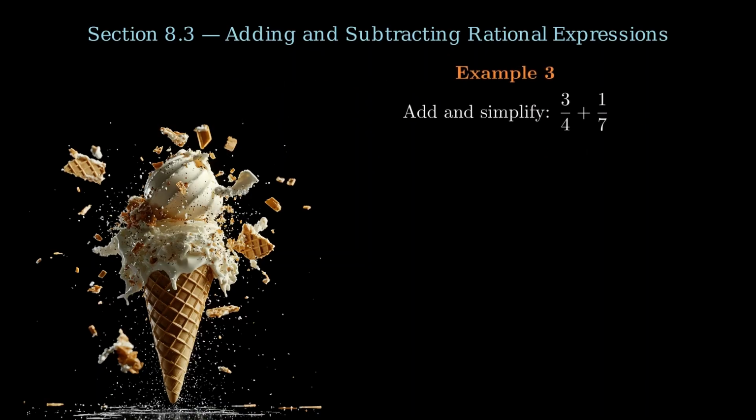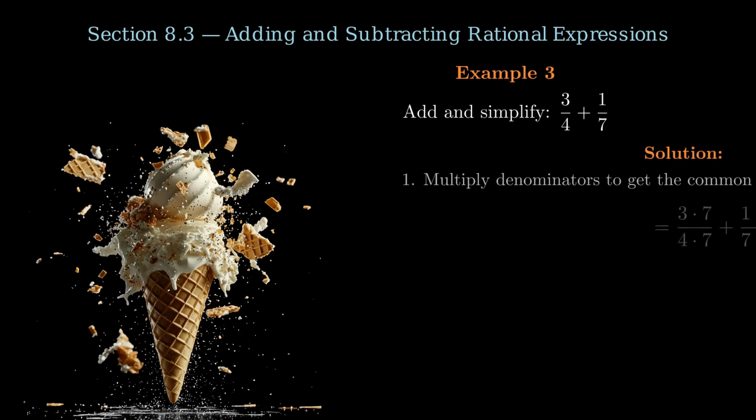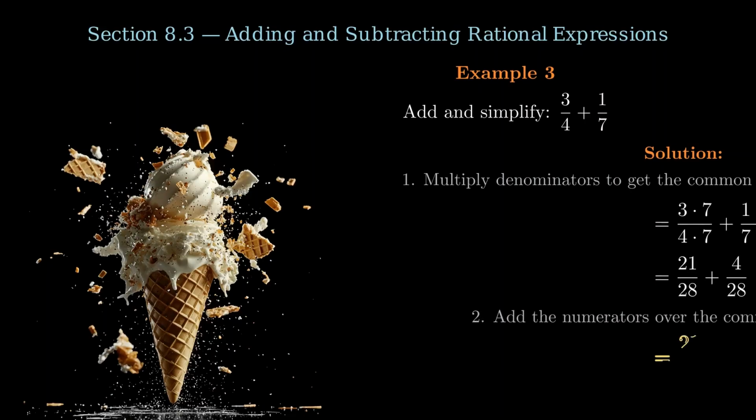Let's look at an example. Add 3 over 4 and 1 over 7. Multiply the denominators 4 and 7 to get the common denominator, 28. Convert the first fraction by multiplying the top and bottom by 7, which gives 21 over 28. Convert the second fraction by multiplying the top and bottom by 4, which gives 4 over 28.